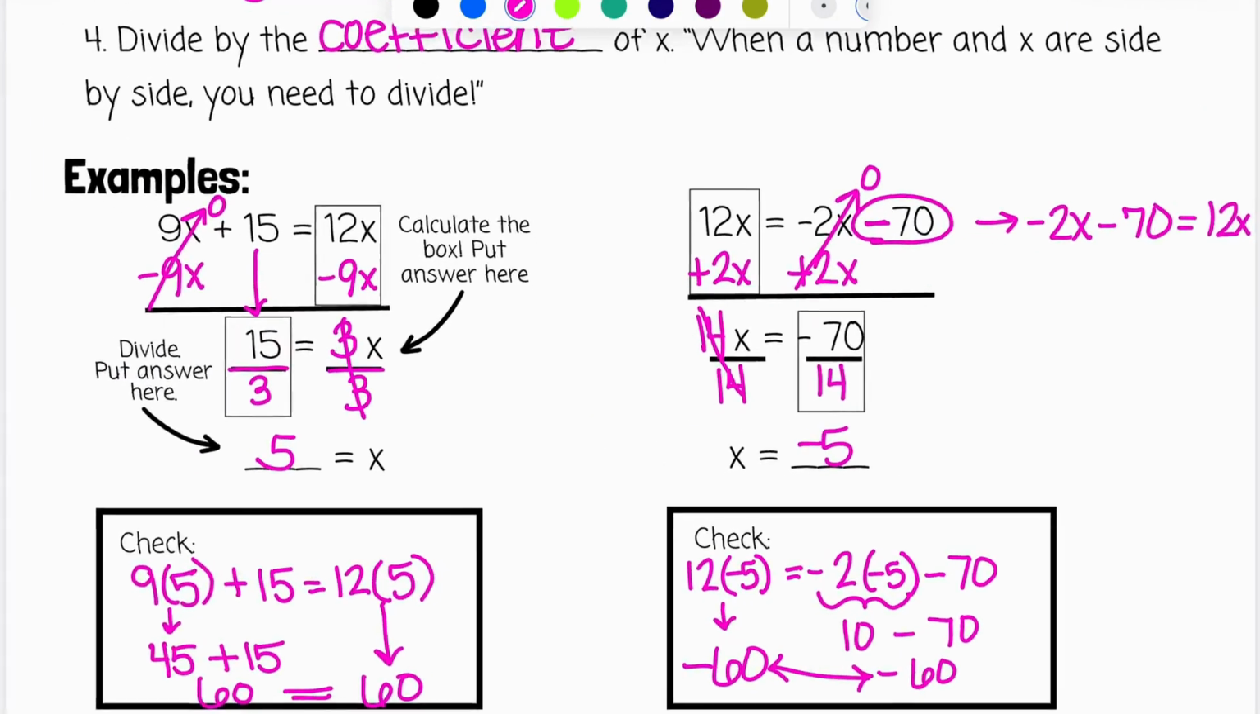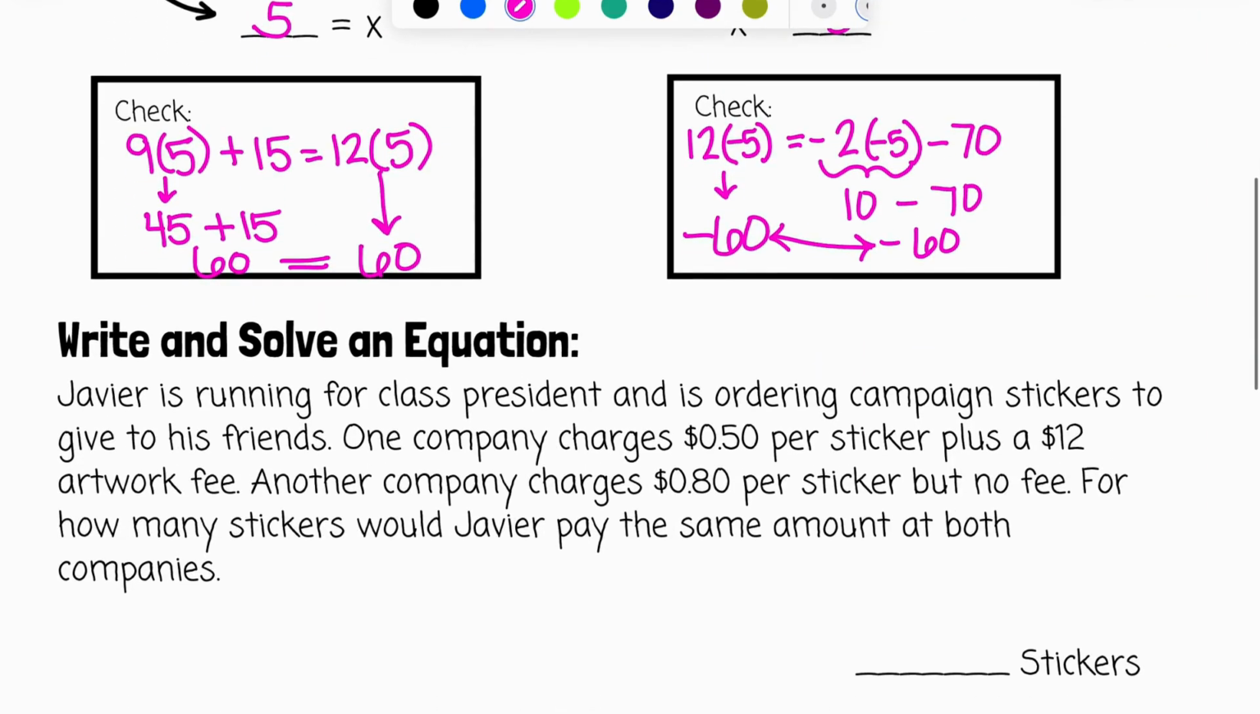All right. Lastly, we're going to do a word problem where we're going to write an equation and solve it. So it says Javier is running for class president and is ordering campaign stickers to give to his friends. One company charges 50 cents per sticker plus a $12 artwork fee. Another company charges 80 cents per sticker but no fee. For how many stickers would Javier pay the same amount at both companies? All right, so when we set up our equation, we're comparing two companies. So we're going to write an expression for one company on the left, the other company on the right.